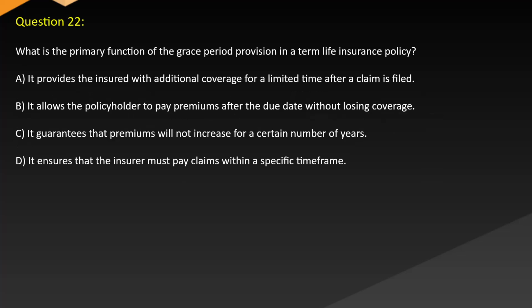Question 22. What is the primary function of the grace period provision in a term life insurance policy? A. It provides the insured with additional coverage for a limited time after a claim is filed. B. It allows the policyholder to pay premiums after the due date without losing coverage. C. It guarantees that premiums will not increase for a certain number of years. D. It ensures that the insurer must pay claims within a specific time frame.